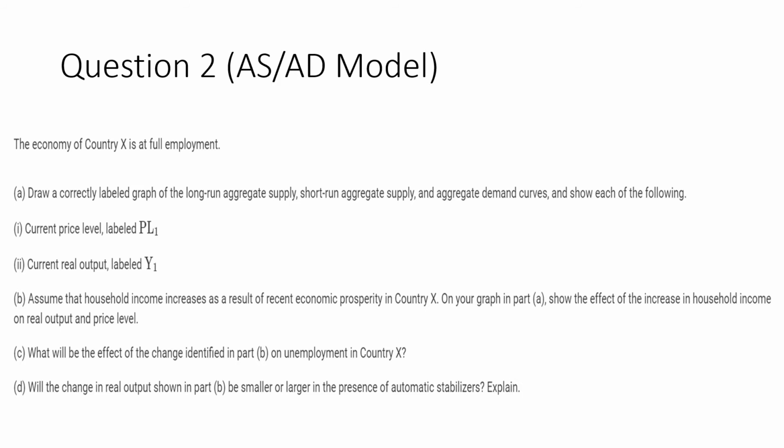Then for C, what would be the effect of the change identified in part B on unemployment in country X? So if that thing that you just did in part B happened, what would happen to the unemployment rate? And then D, will the change in real output shown in part B be smaller or larger in the presence of automatic stabilizers, meaning things like a progressive tax code or unemployment insurance compensation? Make sure you explain that last one. You can see here it says explain.